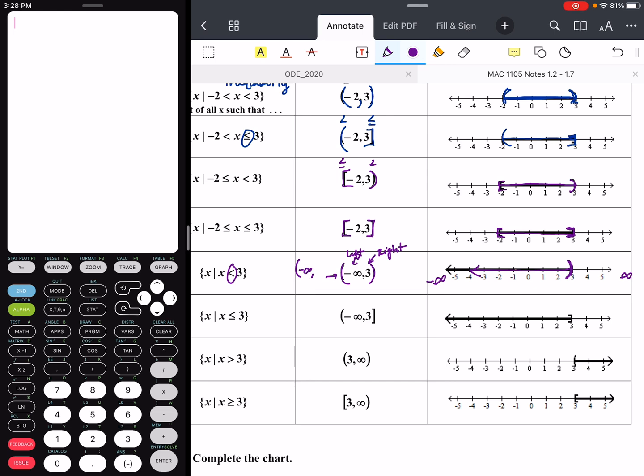And we'll always have a rounded parenthesis next to +infinity as well, because the square bracket represents equaling a value, we can't equal infinity, we can't equal negative infinity, so always rounded parentheses next to those.